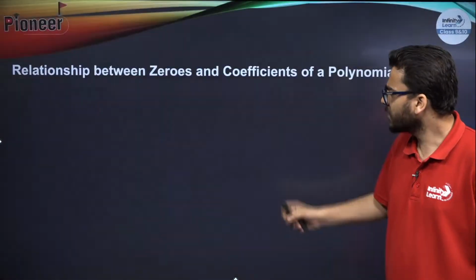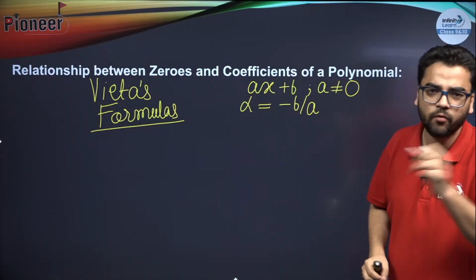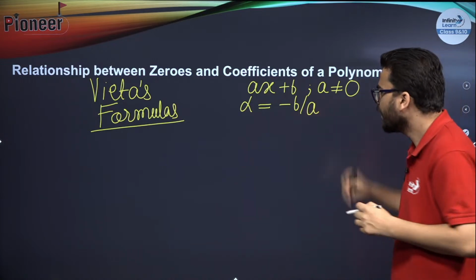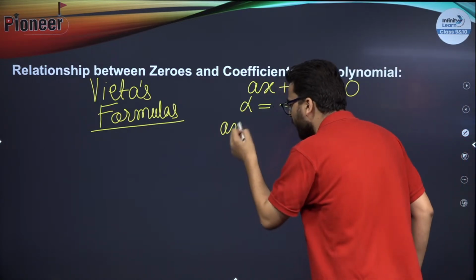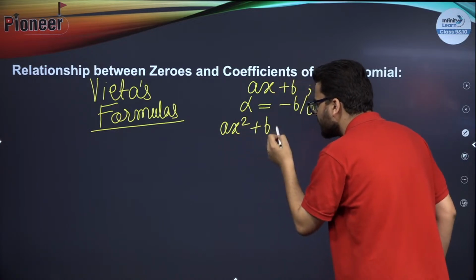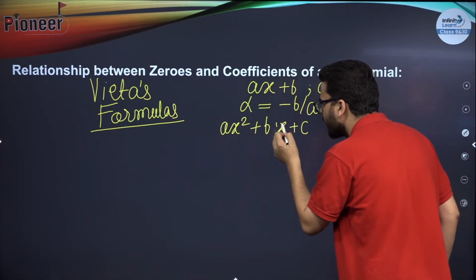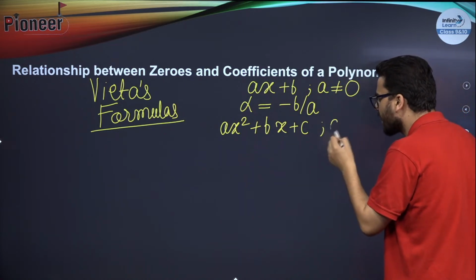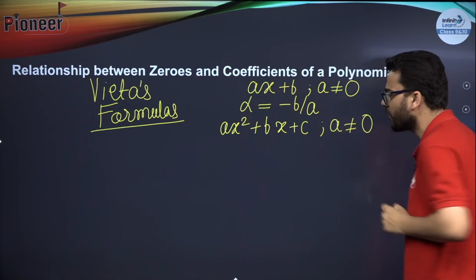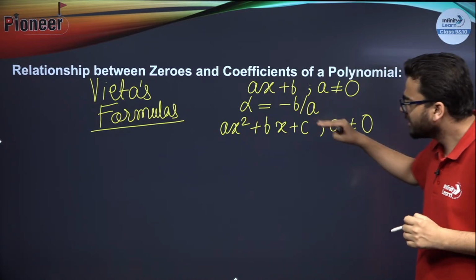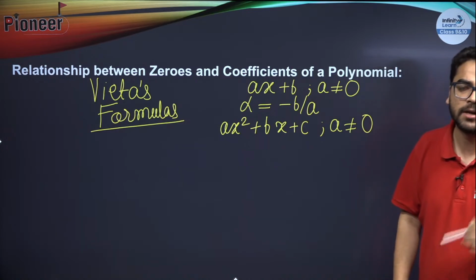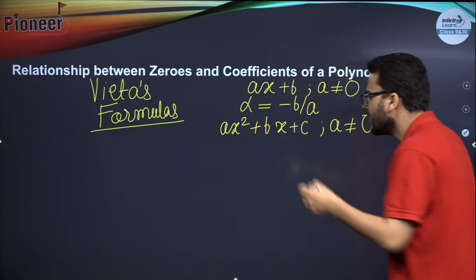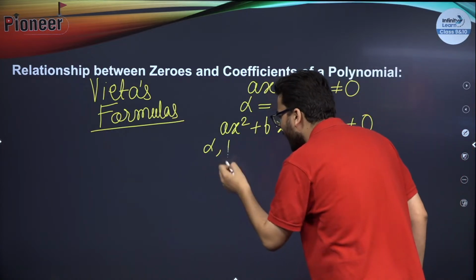चलो, ठीक है. So linear polynomial has only one 0, and you can represent it by alpha, and that is equal to minus b by a. Now if you have got a quadratic polynomial, ax square plus bx plus c, this is the standard form of a quadratic polynomial, where obviously a cannot be equal to 0, because if coefficient of x square becomes equal to 0, this will not remain a quadratic polynomial. So a quadratic polynomial can have maximum 2 real zeros, right? So we represent those zeros by alpha and beta.